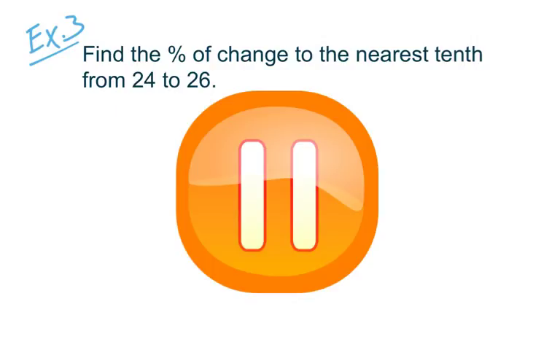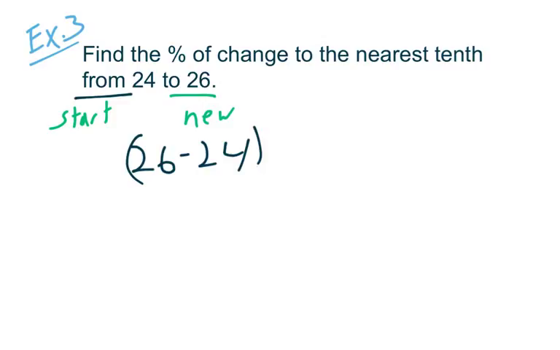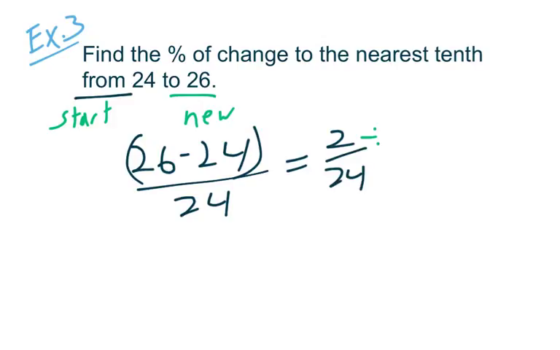Alright, and now for the solution. We'll check what you got. So, looking at the word from, I know that's my starting amount, or my original amount, and then 26 implies that that's my new amount. So, in my formula, I do the amount of change, so 26 minus 24, all over the original amount, which is 24. I subtract to get 2 out of 24, and I'm going to be smart and reduce that to save me a little time, and that becomes 1/12.